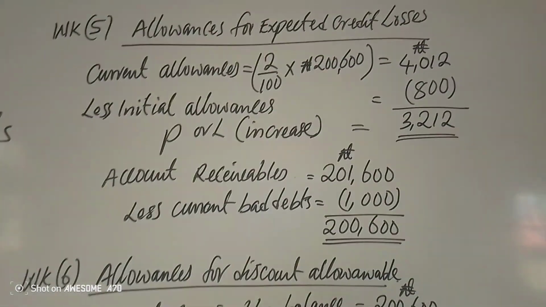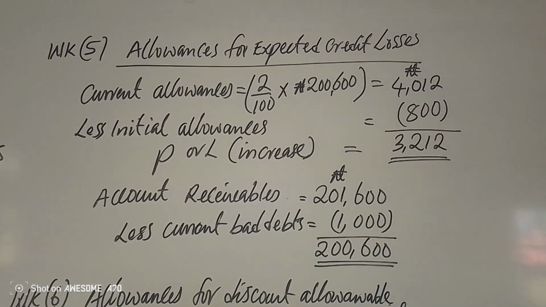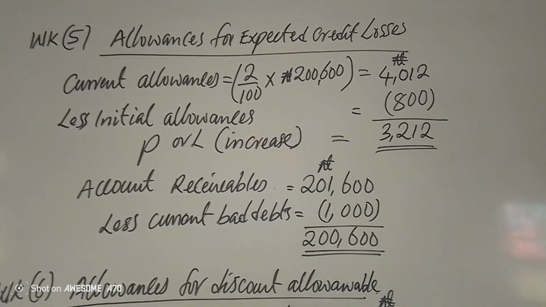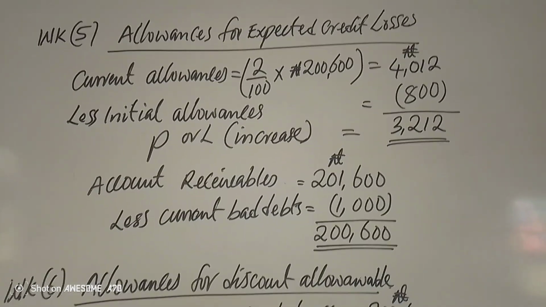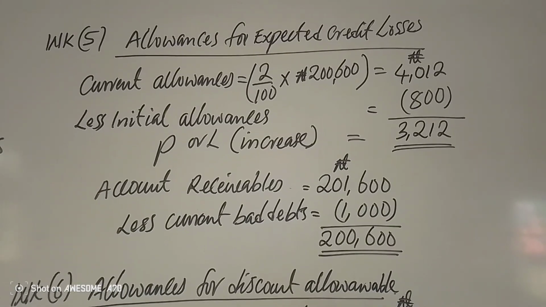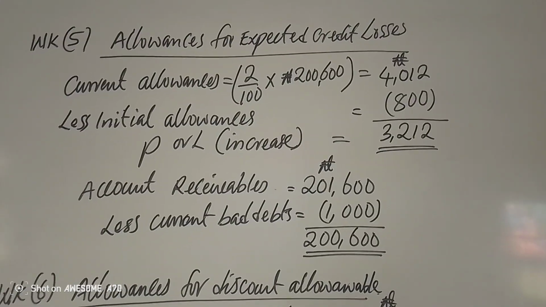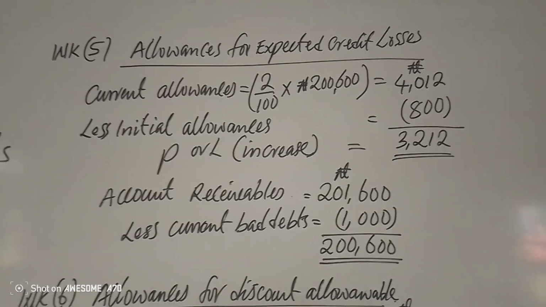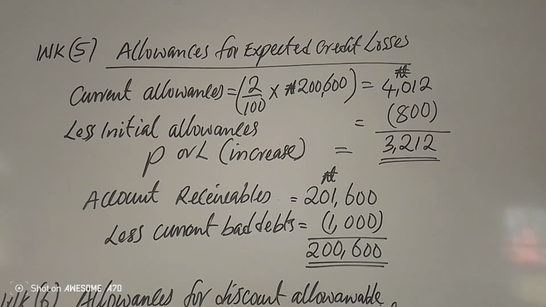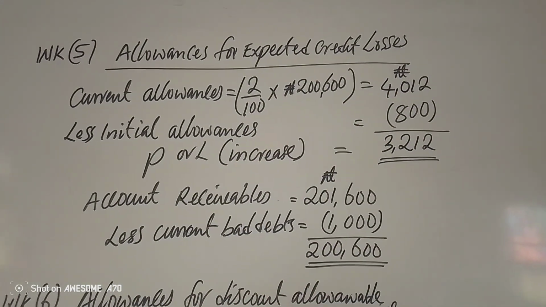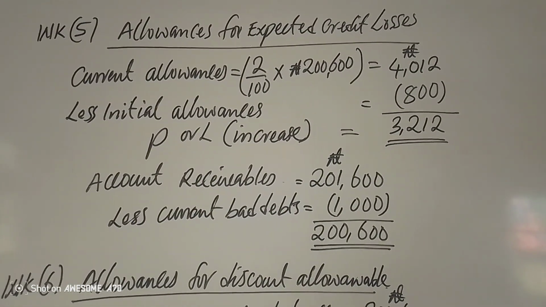If you did not deduct the current bad debt from trade receivable before working the percentage, you will get it wrong. Quote me, you will get it wrong. So if there is current bad debt, I'm talking of bad debt in additional information, I'm not talking of the initial bad debt of 200, no. I'm talking of the current bad debt. So if you have to calculate allowances for bad debts in percentage form, and there's bad debt in additional information, you must deduct the bad debt before working the percentage on the balance.